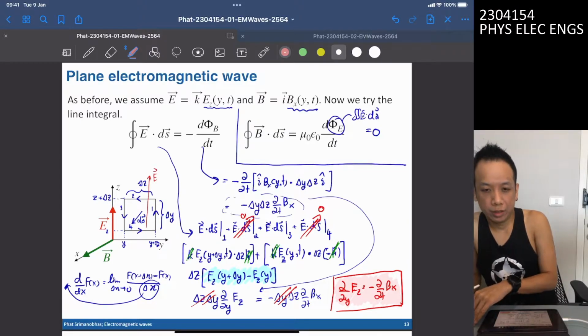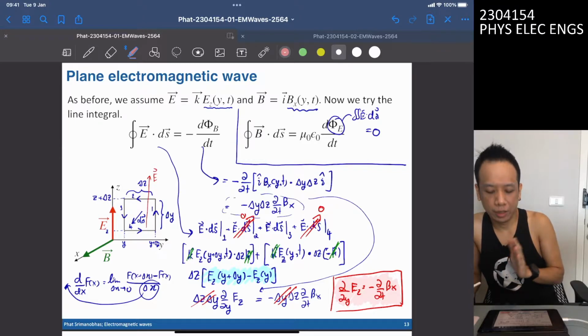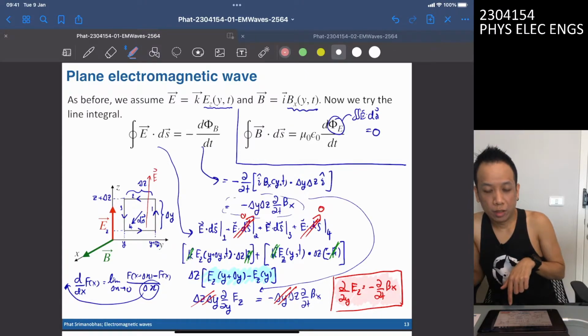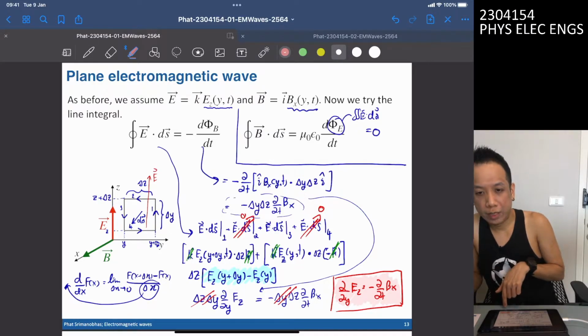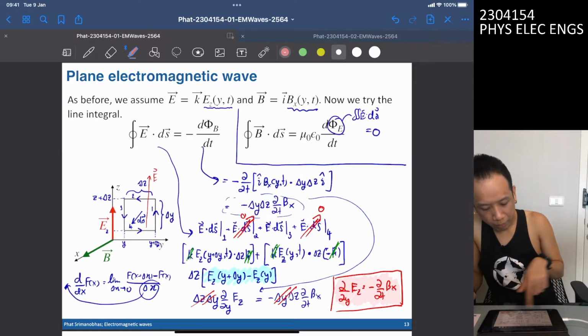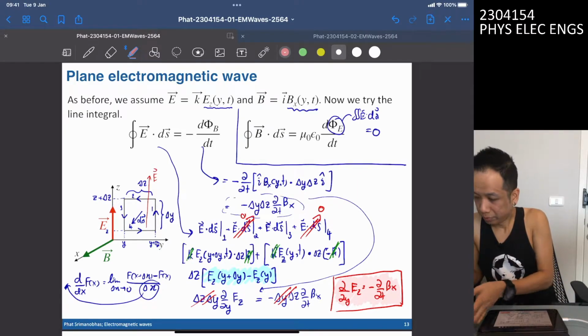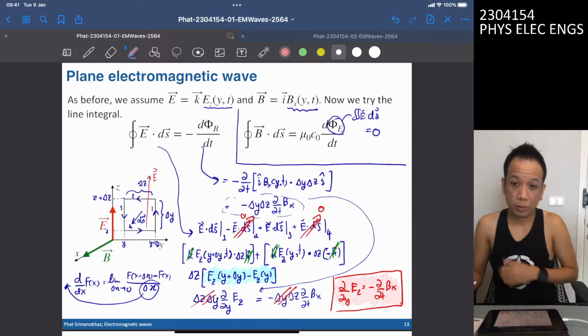So now you have the relation between the E field in the C direction and the B field in the x direction: d by dy of EC equals minus d by dt of Bx. So your E and B need to satisfy this condition, because if they satisfy this condition, they satisfy this integral form. Okay. Hope that you can follow.